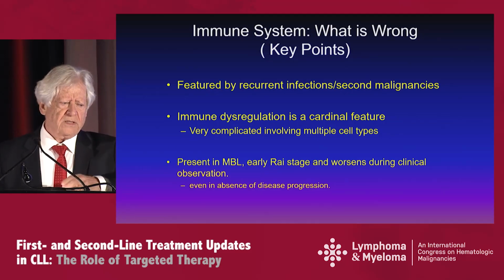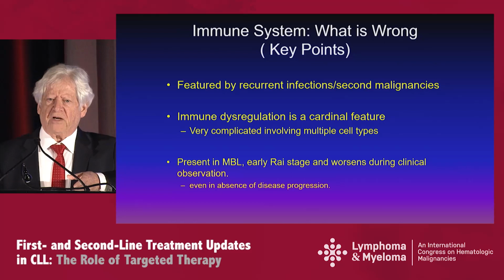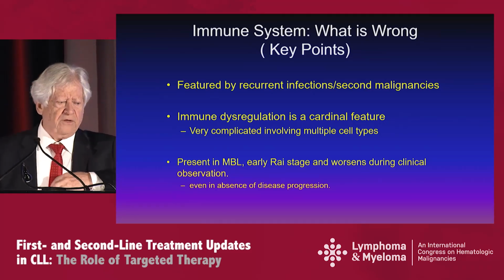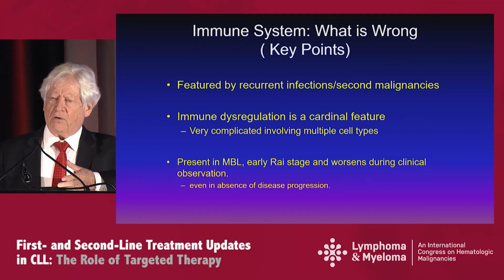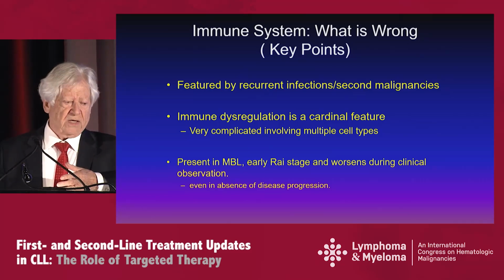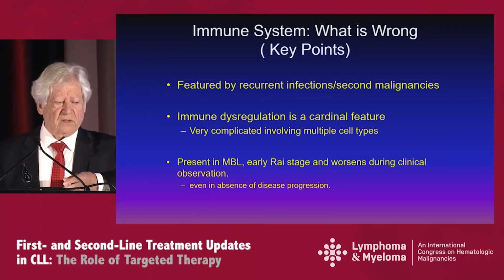Some of the key points: it's featured by recurrent infections and second malignancies. Immune dysregulation is a cardinal feature, very complicated though, and involves multiple cell types. It is present in MBL, it's present in early Rai stage and worsens during clinical observation.